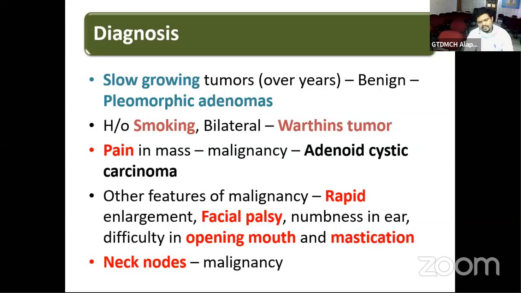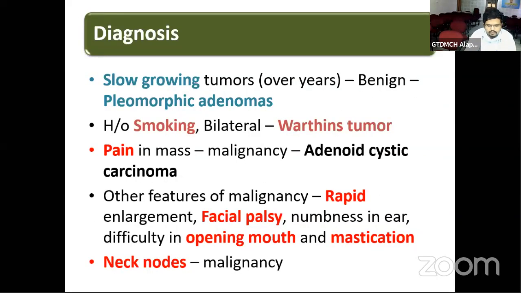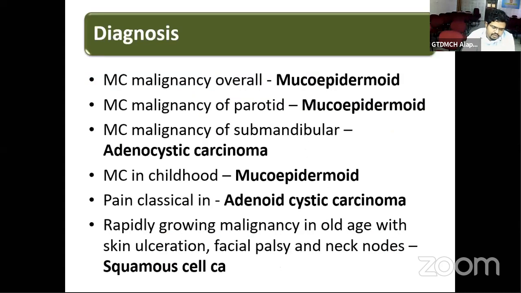What do you mean by difficulty in opening of the mouth? It is affecting the TM joint and the masseter muscle. The tumor is infiltrating the muscle or joint. Okay, there may be neck nodes. Superficial upper cervical nodes are the drainage area for the parotid gland. Okay, then benign is over.